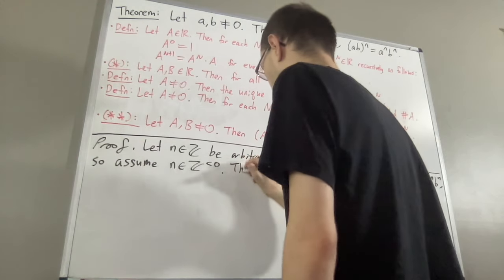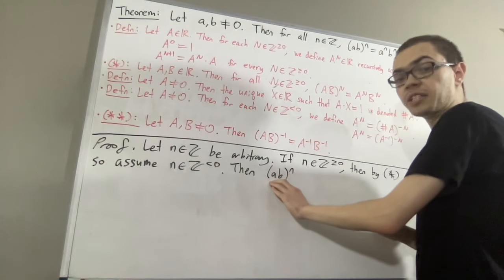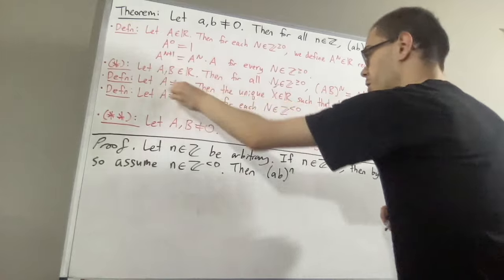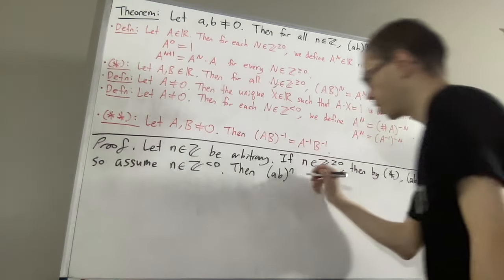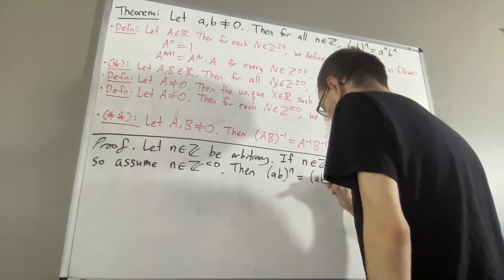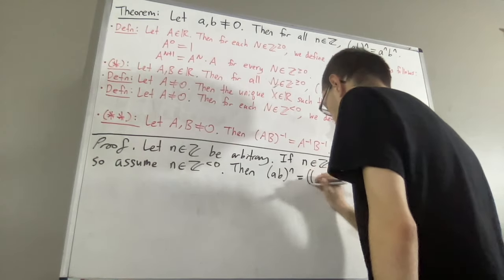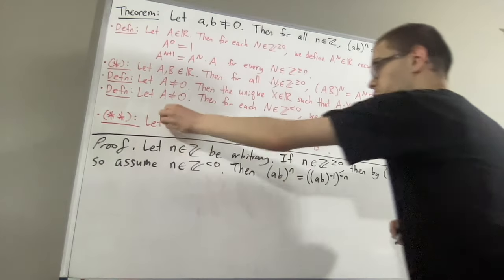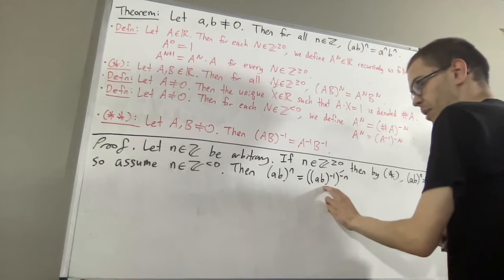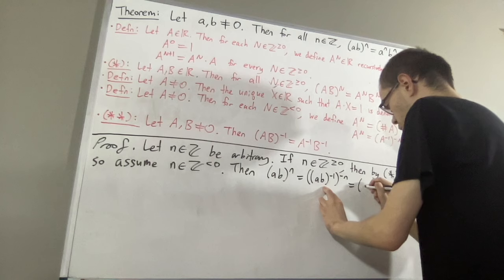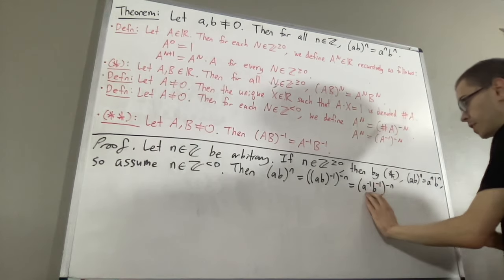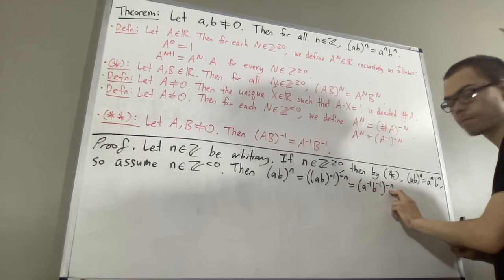So ab is a non-zero real number, and n is a negative integer. So according to our definition of negative integer exponents, this is just the reciprocal of ab raised to the power of negative n. Now, according to star star, the reciprocal of ab is equal to the reciprocal of a times the reciprocal of b. So we really just have this guy raised to the power of negative n.